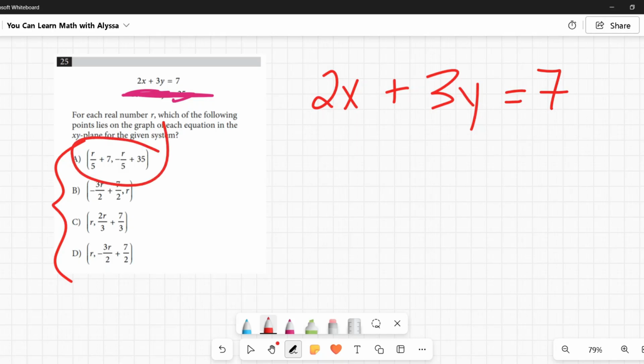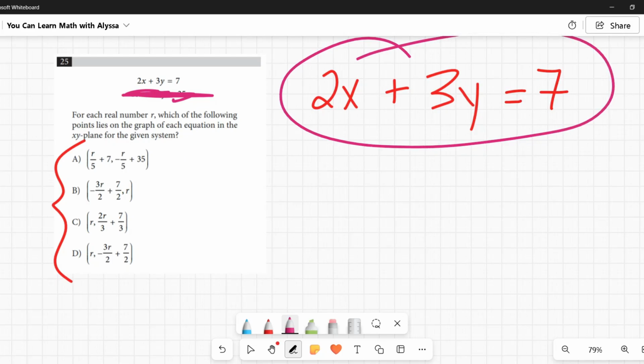Now this first one has fractions and numbers for both, but these other three, there's something interesting going on. This one has r as a y value, this one has r as the x value, and this one has r as the x value. So let's take this and say, if I solve for x and then I solve for y, what am I going to get? And then we'll bring r into the discussion.